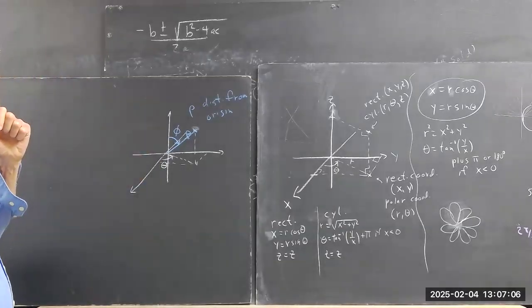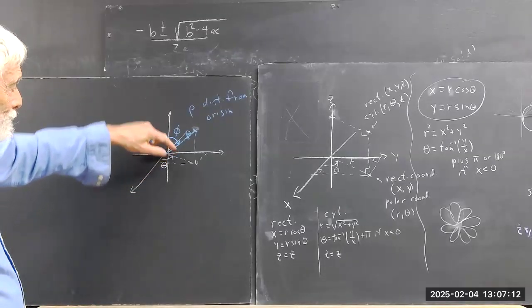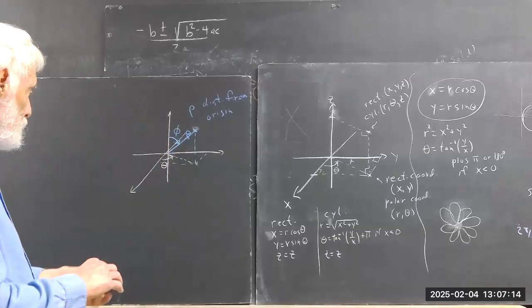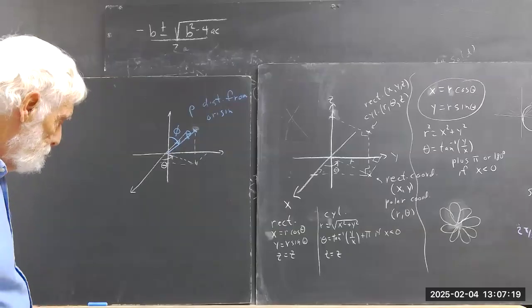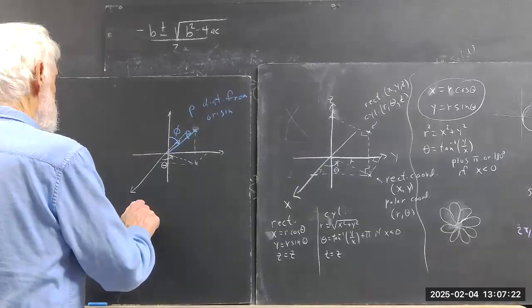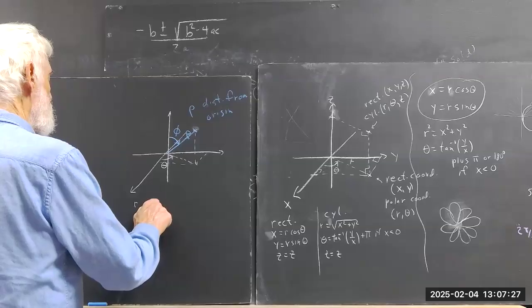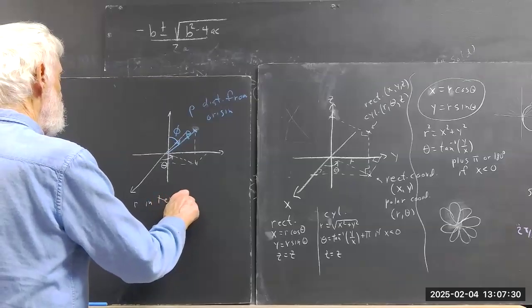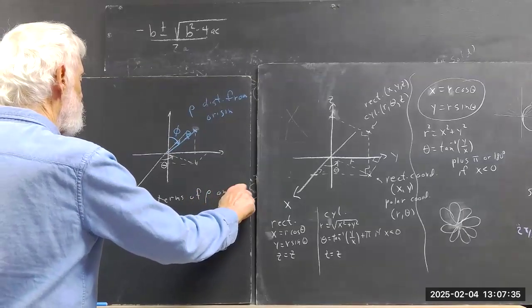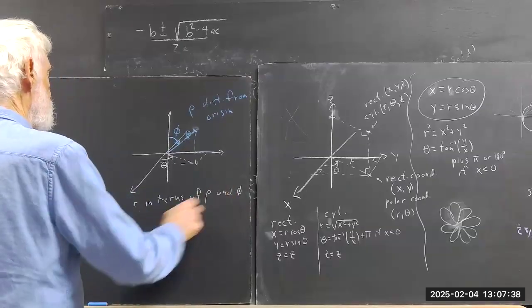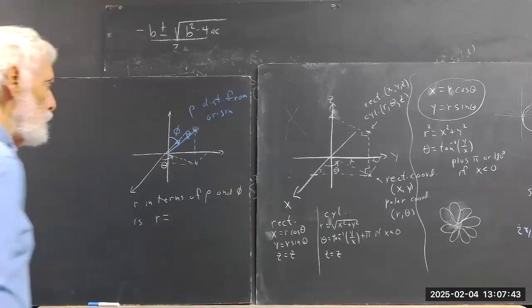So again, I don't like that rho. We're too close to the okay. So that question then is, r in terms of rho and phi is, r equals what?